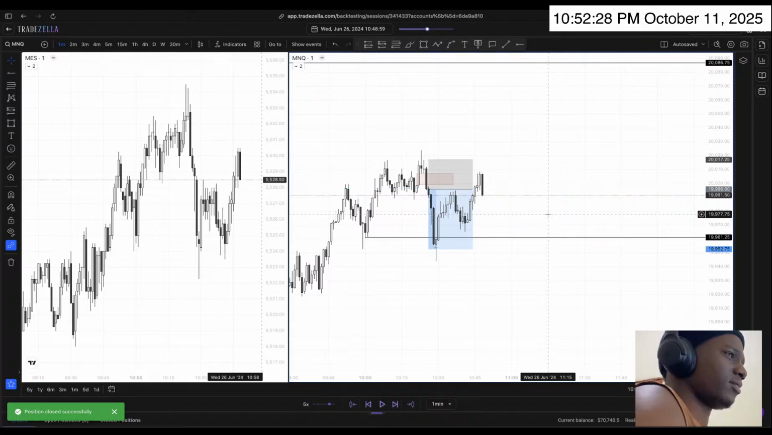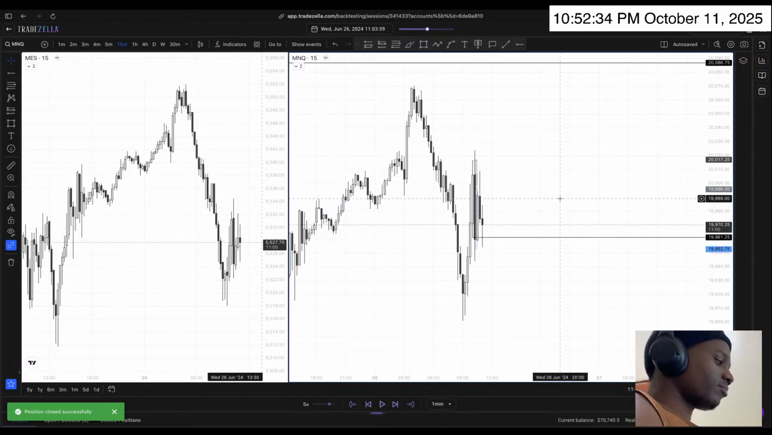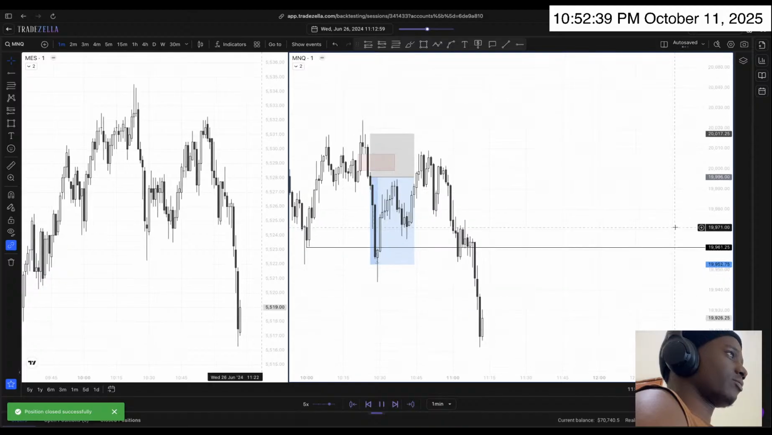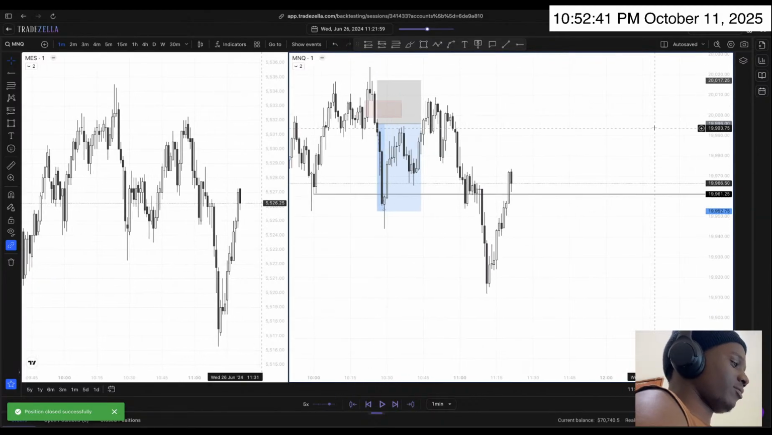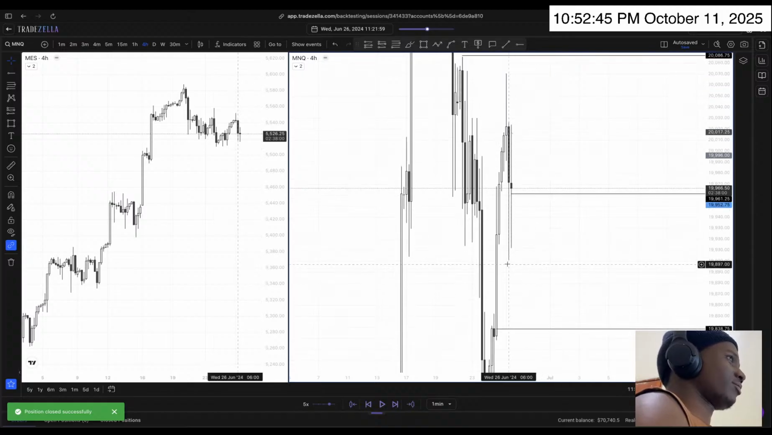Huh? Actually, 15. It's a pretty good movement. Good movement. It's like a 1 hour fair value gap projection. Then continuation to the downside, probably heading to the 4 hour low to rebalance over there, heading to the consequent encroachment of the low.